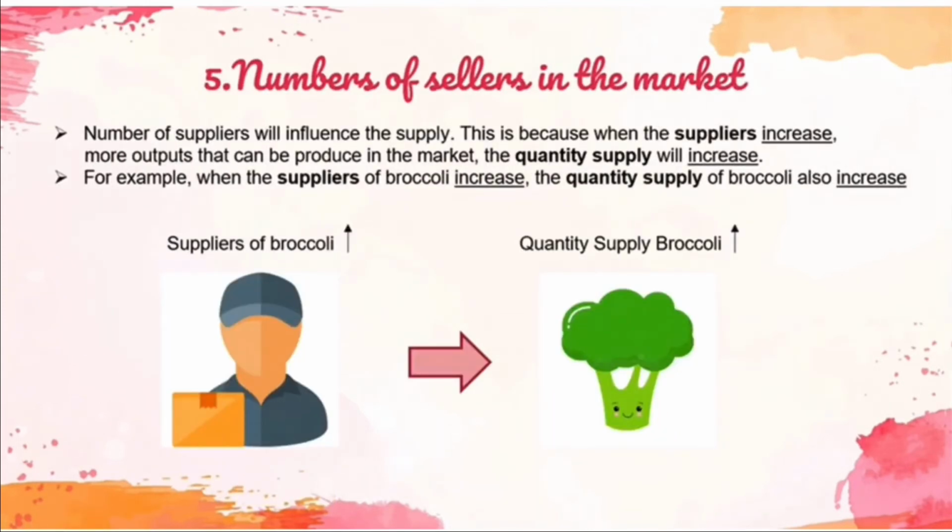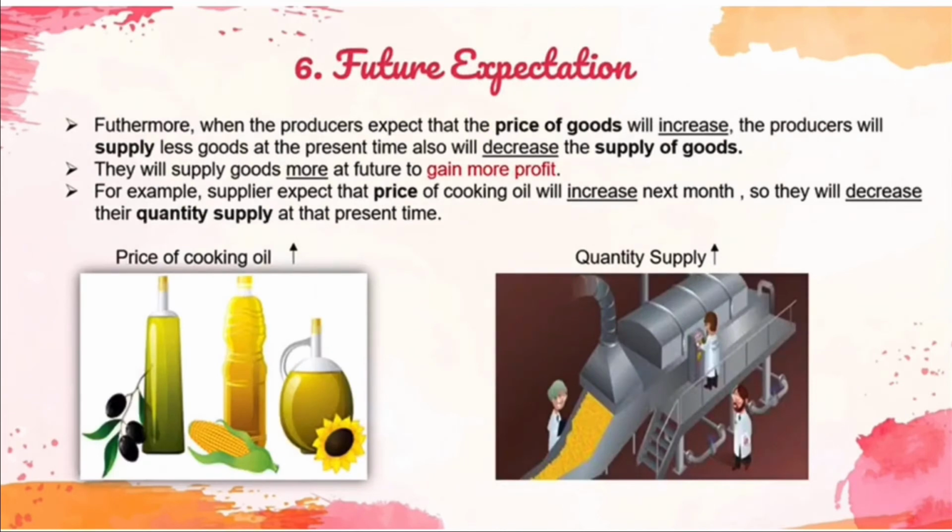So the next one is the number of sellers in the market. This is because the number of suppliers will influence the supply. When the number of suppliers is increasing, more output can be produced in the market, so the quantity supplied will also be increasing. For example, when the number of broccoli suppliers is increasing, automatically the quantity of supply will also be increasing.